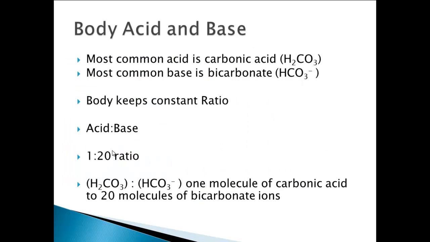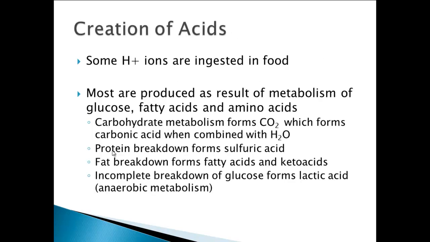So the most common acid in the body is carbonic acid, H2CO3. The most common base is the bicarbonate, HCO3 with a negative charge. The body keeps a pretty constant ratio of acid to base, so the carbonic acid to the bicarb. Usually for every one acid there are 20 bases, okay? So for every one molecule of carbonic acid there are 20 molecules of bicarbonate ions.